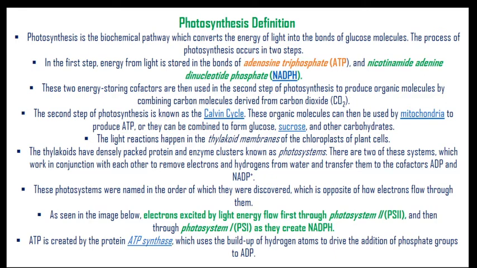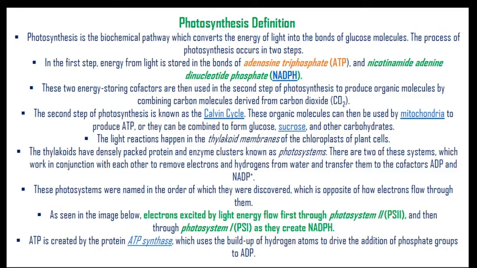The light reaction is carried out inside the thylakoid membranes of the chloroplasts of green plant cells. The thylakoids have densely packed protein and enzyme clusters known as photosystems. These photosystems are of two different types, which work in conjunction with each other to remove electrons and hydrogen from water and transfer them to the cofactors, that is ADP and NADP.